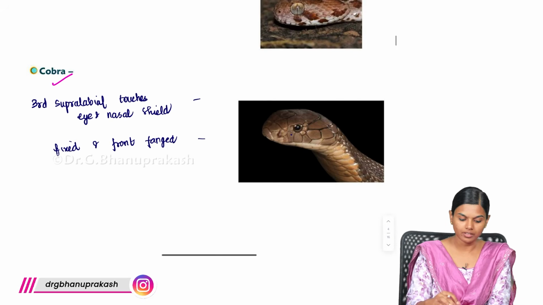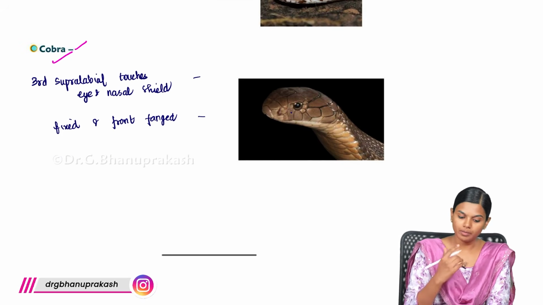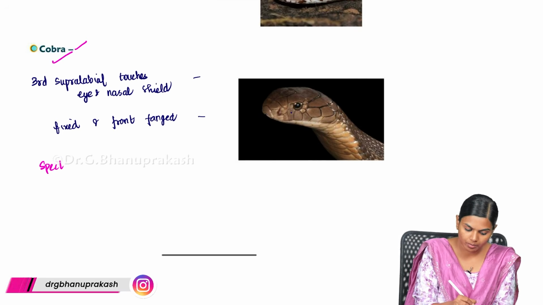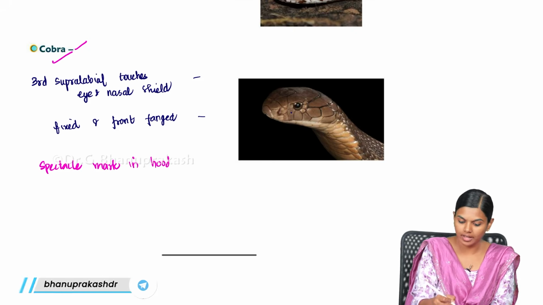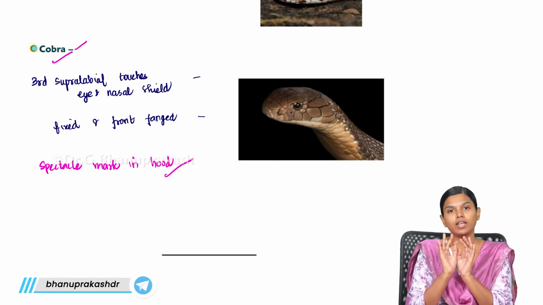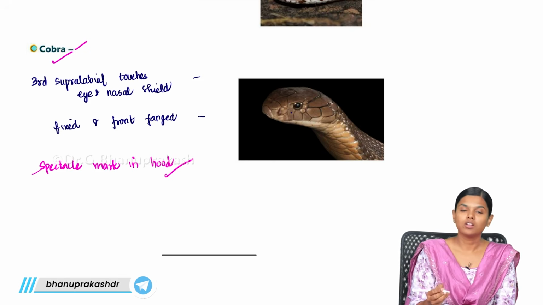So how will you identify this? First we will start with the cobra. Cobra you will be able to identify with the spectacle mark in the hood. This is the only snake that comes with the hood. The head will open up forming a hood, and it will have a spectacle mark.